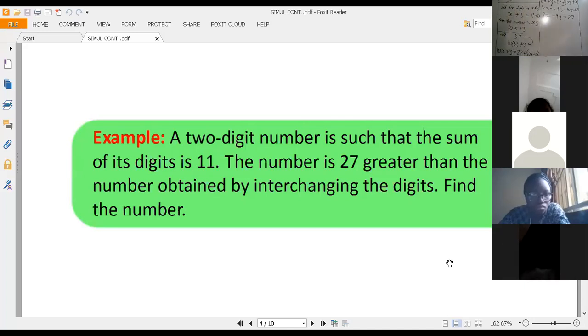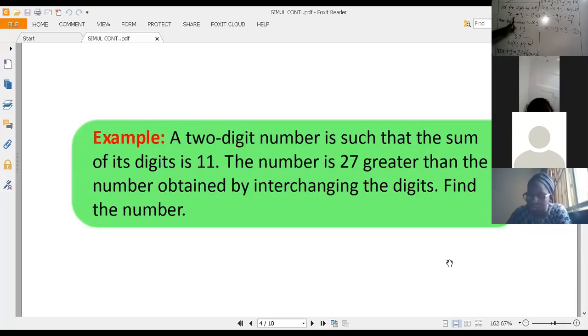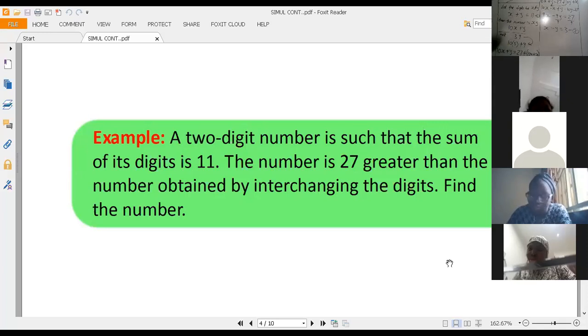The next thing is when you divide through by 9. Dividing through by 9, we have x minus y equals 3. So this is equation 2. Now let us bring equation 1 to equation 2.